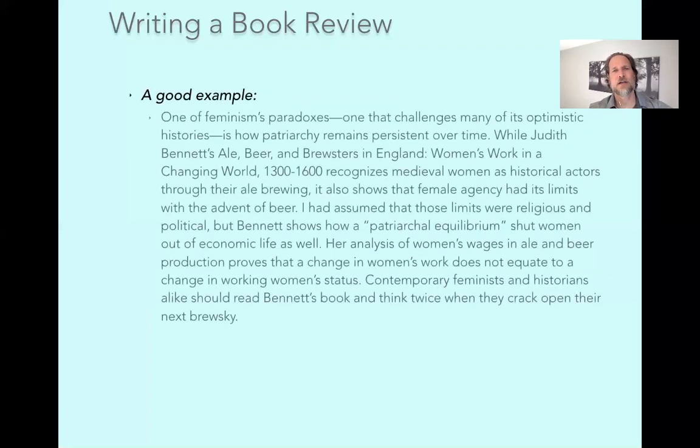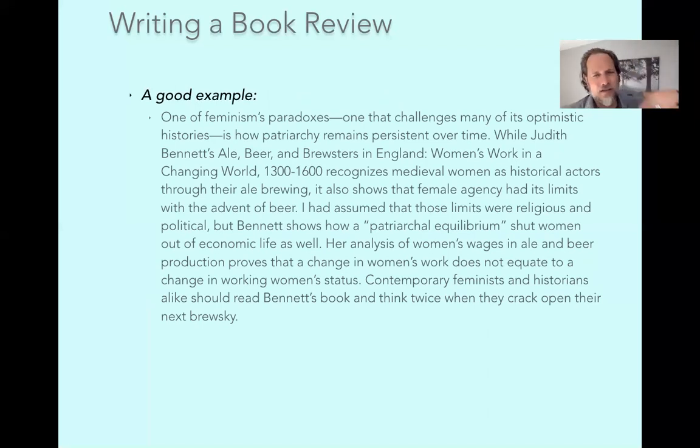So one of feminism's paradoxes, one that challenges optimistic histories, is how patriarchy remains persistent over time. We're going for a big umbrella theme, right? And we're not even talking about the book yet, but we know that's coming, right? It's going to lean off of that, the idea of patriarchy. And look at the language. It's got a little bit of play here, one that challenges its optimistic histories, right?